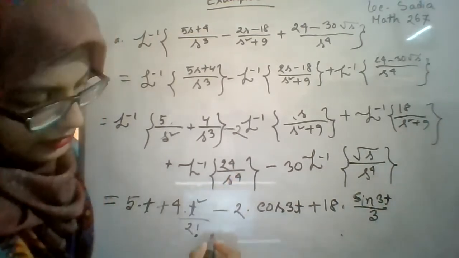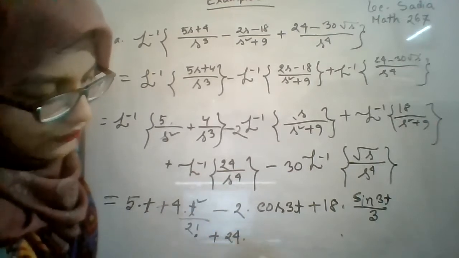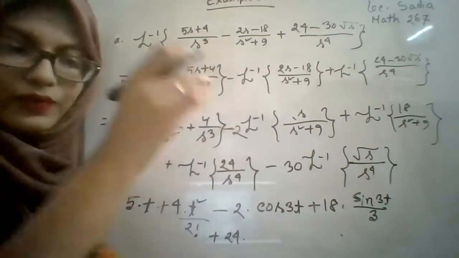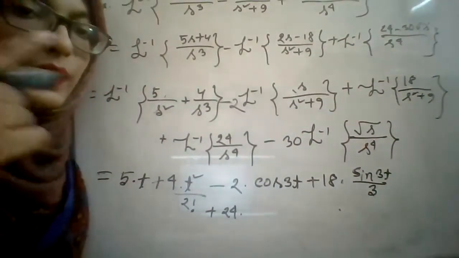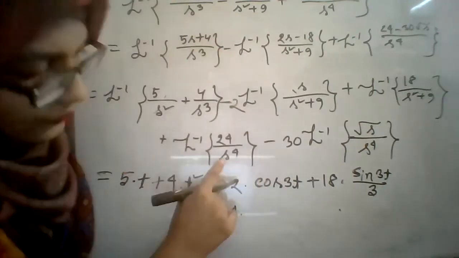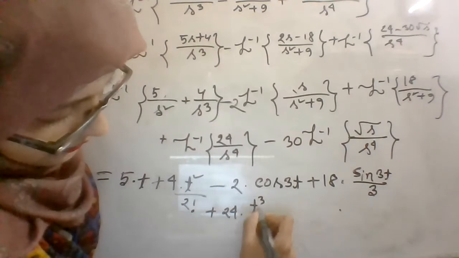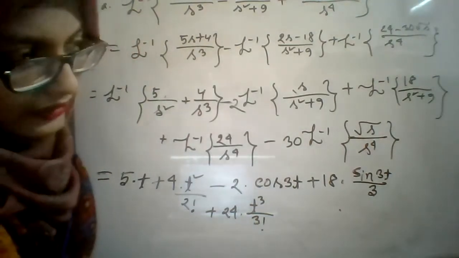Now for this part, inverse Laplace transformation of 24 into 1 by s to the power 4. And 1 by s to the power 4 means s to the power 3 plus 1. Here your value for n is equal to 3. So the formula will be t to the power n divided by 3 factorial, right? T to the power n divided by 3 factorial.